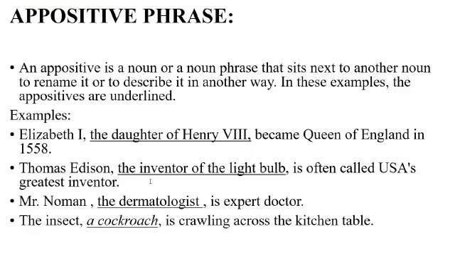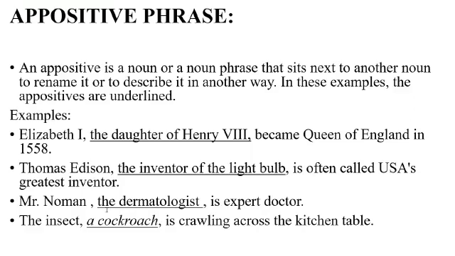But once we add an appositive phrase, it gives another name to the subject. As we see over here in this example, the inventor of the light bulb is giving another name to this subject, Thomas Edison. So it is an appositive phrase. Now look at example number 3. Mr. Noman, the dermatologist, is expert doctor. If we read like this, Mr. Noman is expert doctor, it is a complete sentence giving us a complete thought.